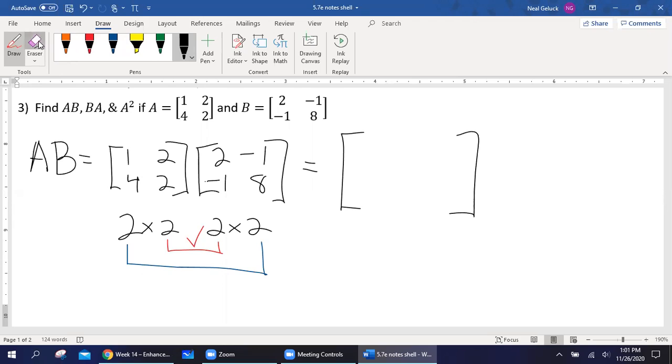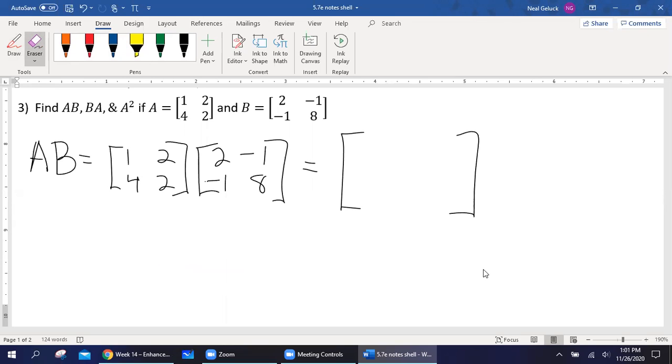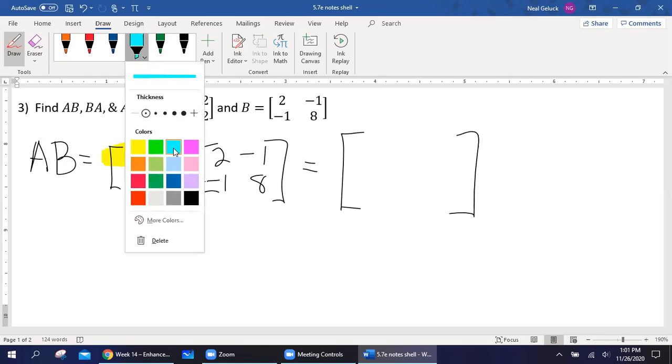Okay, so here's how I do it. And again, this is very funky. If you've done it before, maybe you remember. If you've never done it before, I'm going to go real slow. I start with the first row of the first matrix and the first column of the second matrix.